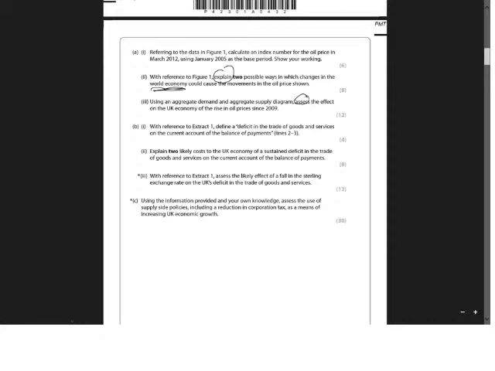The next question, using aggregate demand and supply, assess the effect on the UK economy. So it's an evaluation question. So the effects are going to be positive and negative because of that assess part of the rise in oil prices. So oil is a significant import. And we'll probably be looking at things linked to businesses around this question.